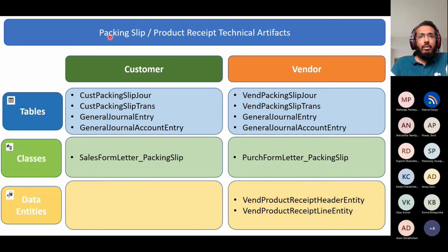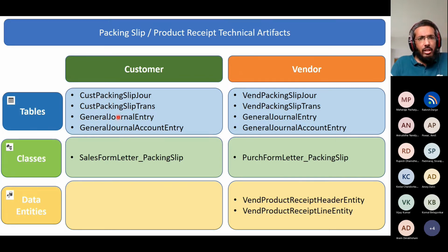Next comes the concept of your packing slip or product receipt. Again, for these technical artifacts, what we use is the customer has a CustPackingSlipJour and CustPackingSlipTrans. These two tables again have the header and lines information. Jour has the header information and Trans has the item or product related information, or line level information. Whatever packing slip we perform in the UI actually comes and sits in these two tables.